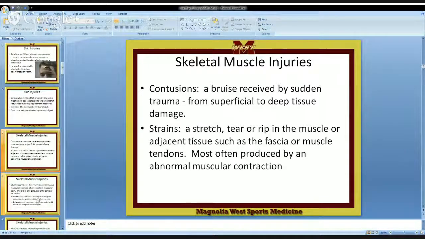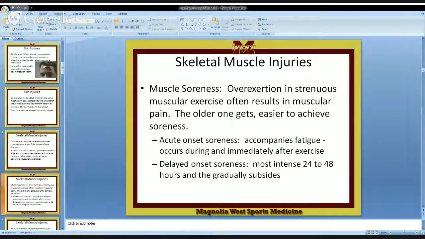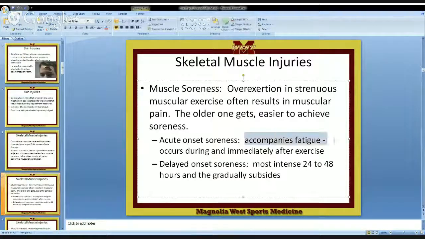Number 8, slide number 8. This accompanies fatigue and occurs immediately and during and immediately after exercise. Remember that is acute onset soreness. Acute onset soreness. All right. It can also be called acute muscle soreness. All right, that's on slide 8.